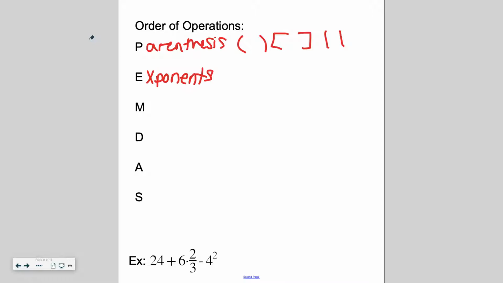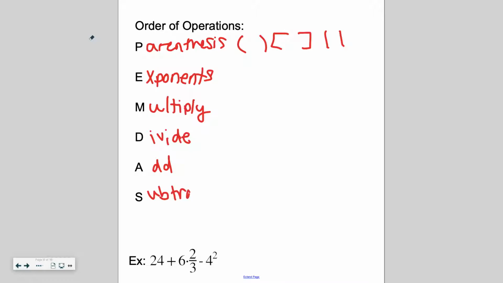Okay? Pretty self-explanatory. 2 squared, you take care of that next. Multiplication and division are next, right? Multiply, divide. Okay, and then what did the A and the S stand for? Add and subtract. Good job.